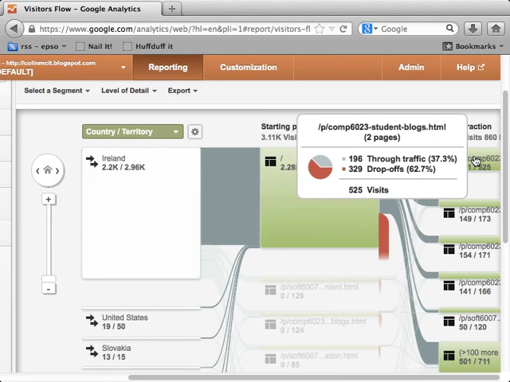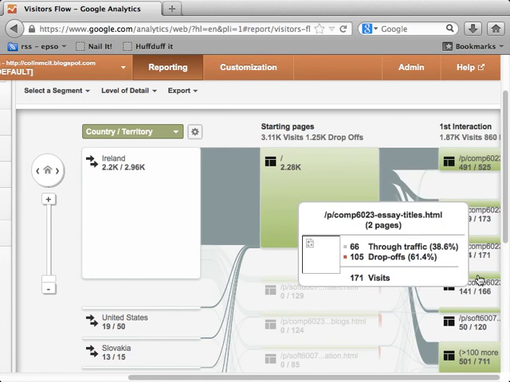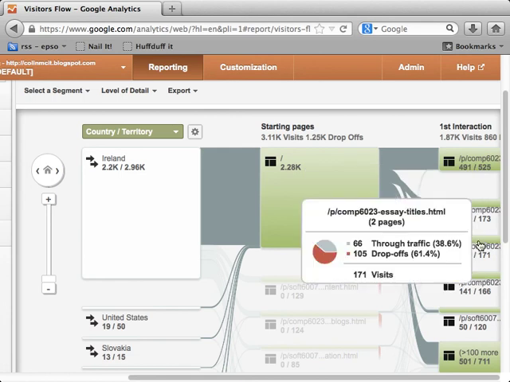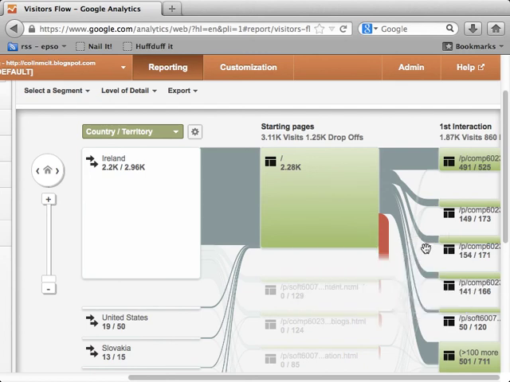A lot of people come to my blog and then go see the student blogs and then go look at those. The next most popular thing I would think would be the assignment specs. This one here is the assignment 1 spec. This one here is the essay titles. The instructions for assignment, which one's that? All to do with the assignments anyway. So you can see after people arrive where they go, where the traffic is flowing. You can even do that by country.